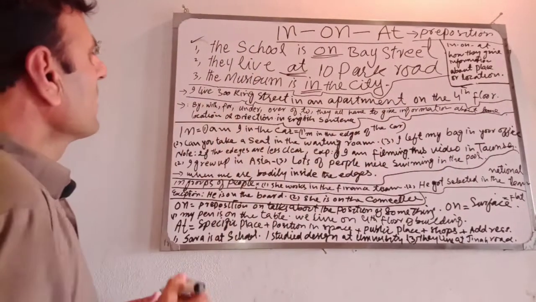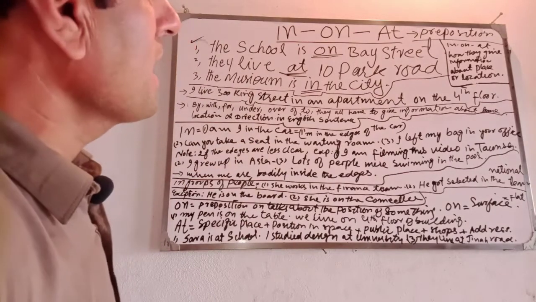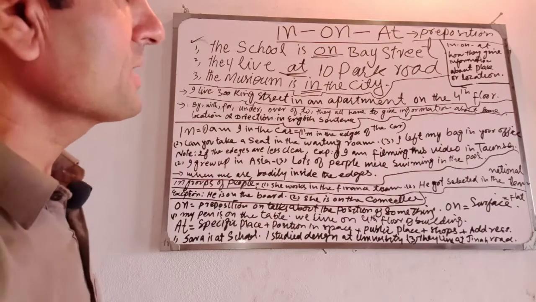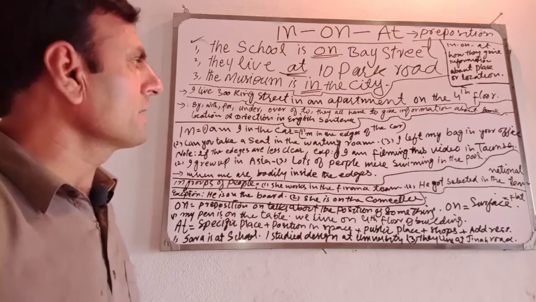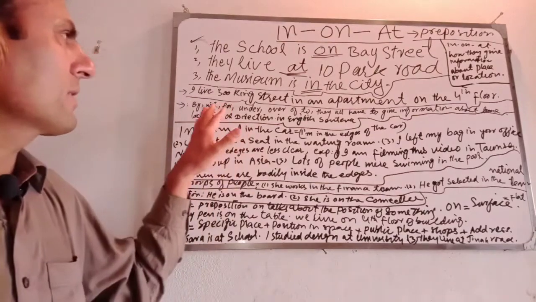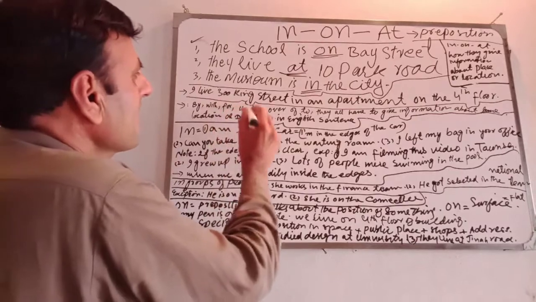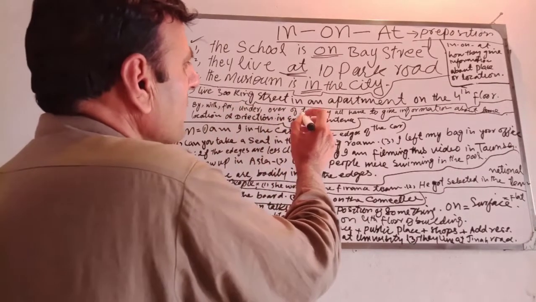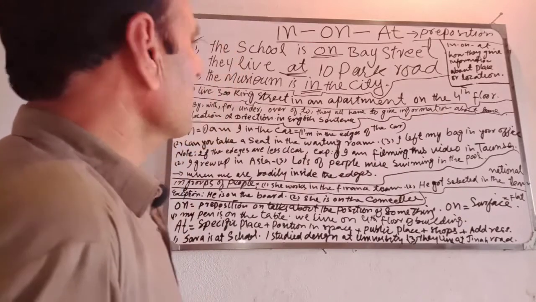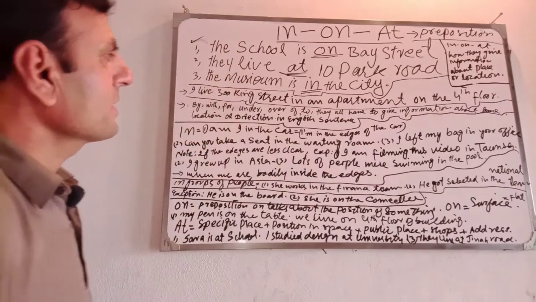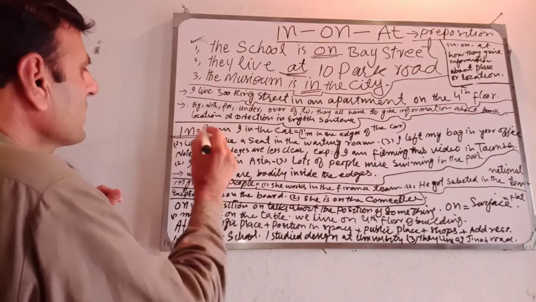By, with, for, under, of, at, to, they all give information about time, location, or direction in an English sentence. Okay, that's okay. In, specifically, in, here.